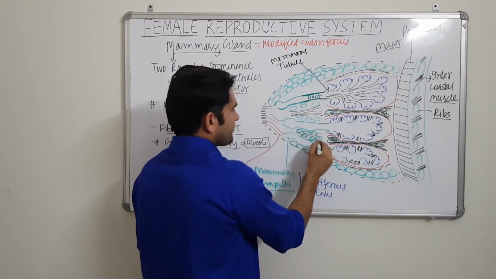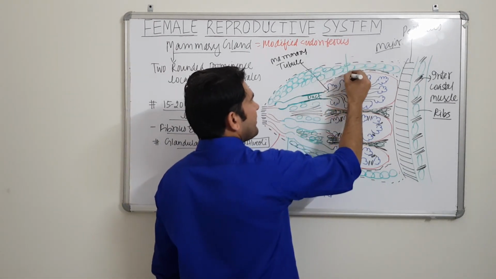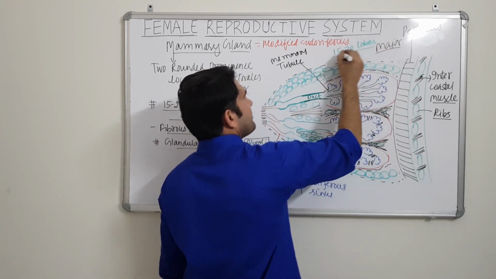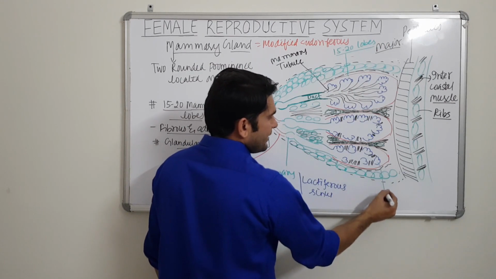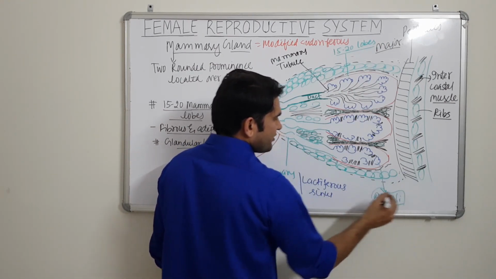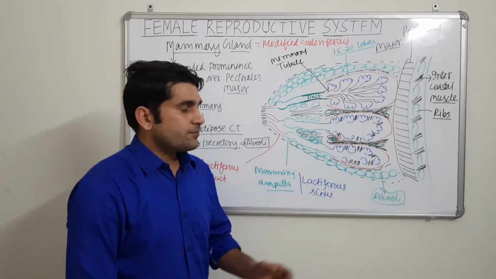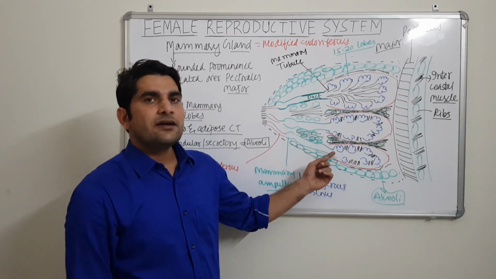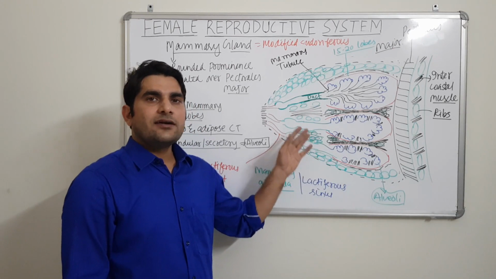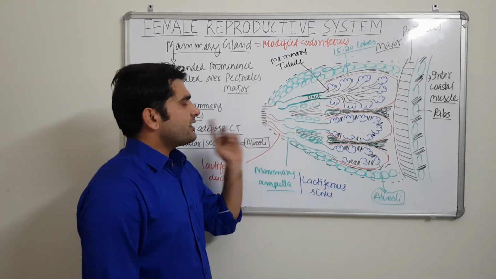You got my point? On a quick revision, inside the mammary gland there are about 15 to 20 mammary lobes. Each mammary lobe has grape-like structures which are tubular and secretory in nature. We call them alveoli, the actual site of milk formation. From alveoli arises the mammary tubule. Tubules combine together to make the duct. The duct dilates to make the lactiferous sinus, and the lactiferous sinus opens outside via the lactiferous duct.